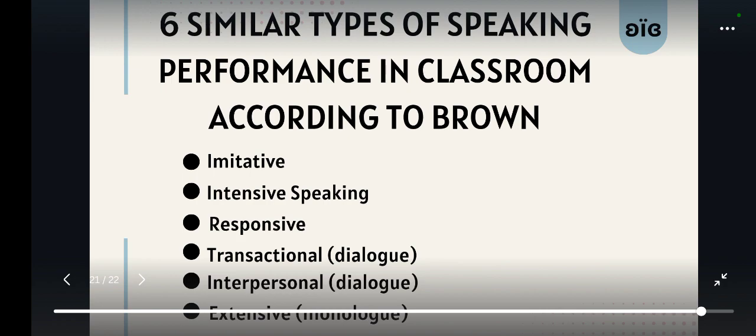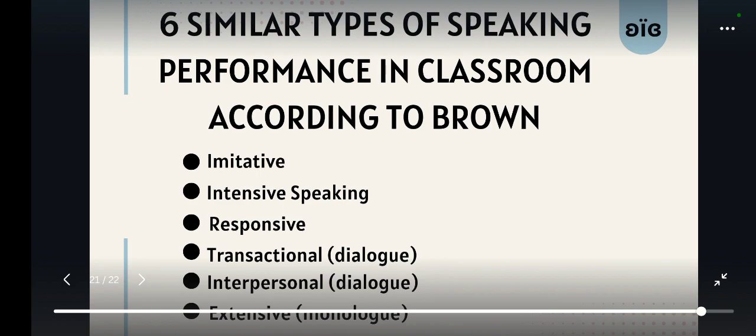The third one is the responsive. Since it is responsive, from the word itself, there will be a response. In a classroom setting, there could be short replies to teacher or student questions or comments. These replies are usually sufficient and do not extend to dialogue, and those are called responsive. Responsive could be a speaking performance that could be practiced inside a classroom in order for us to develop speaking skills.